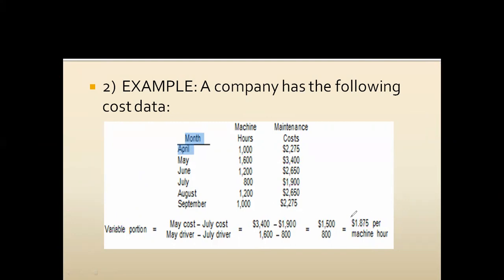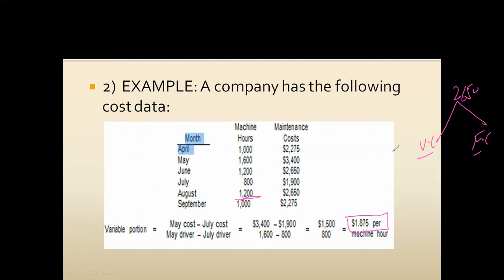See, we already have the variable rate for 1 hour. So let me decide this time another level. Say we want to know that for the activity level of 1200, say total mix cost we have 2650. Out of that, how much is the variable cost and how much is the fixed cost? That one I want to know.